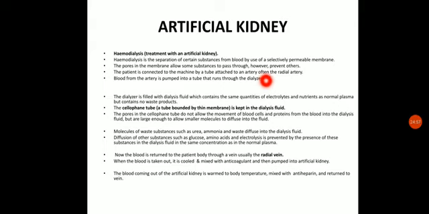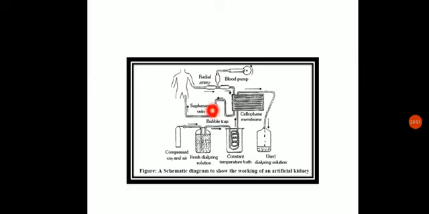Now the patient is connected to the machine. Here you can see this machine. This is the hemodialysis machine, and this is the patient. The patient is connected to the machine by a tube attached to an artery. Often the radial artery is taken, so that the blood can flow easily.